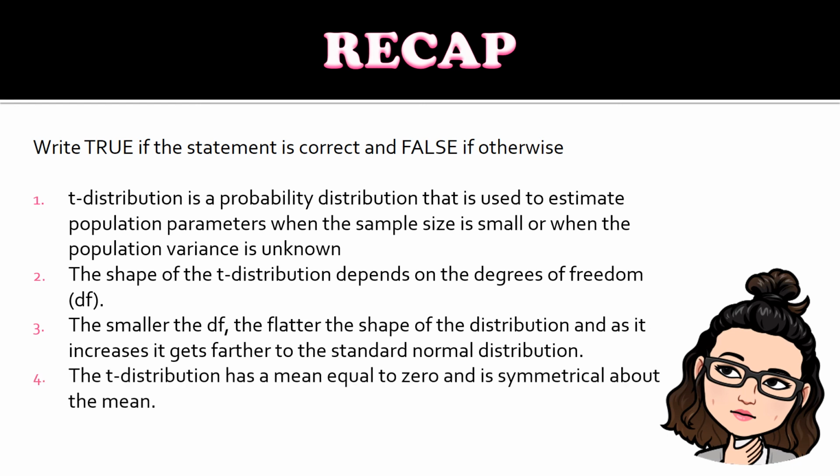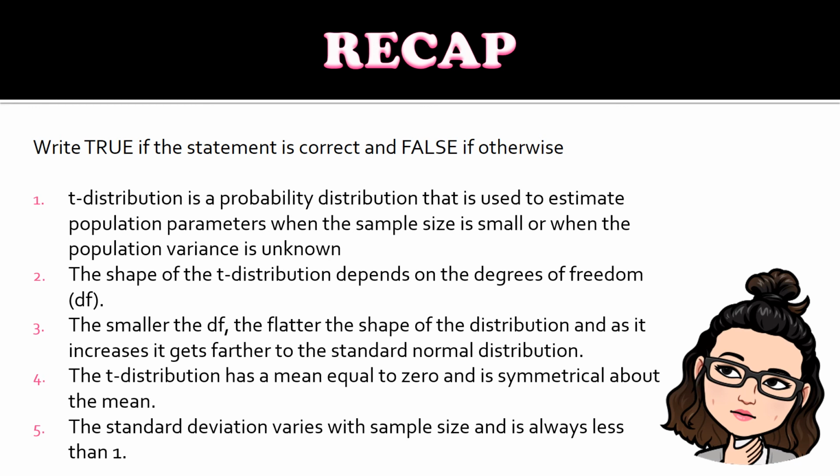Number 4. The t-distribution has a mean equal to 0 and is symmetrical about the mean. And number 5. The standard deviation varies with sample size and is always less than 1.